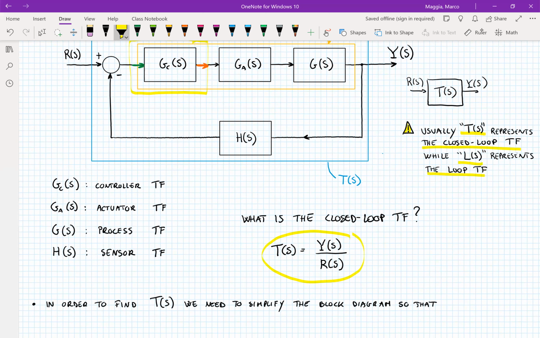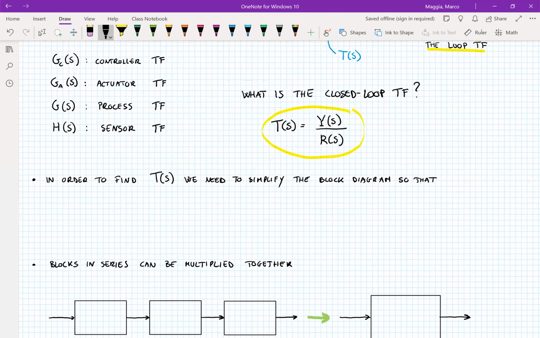How do we do that? Well, here I'm just rewriting the simplified system. So if we had just an input and an output, and we wanted to simplify the whole closed loop control system in one block, that block would be represented by a transfer function T of S. In order to do that, we need to know just a couple of rules for block algebra. So how to deal with blocks.